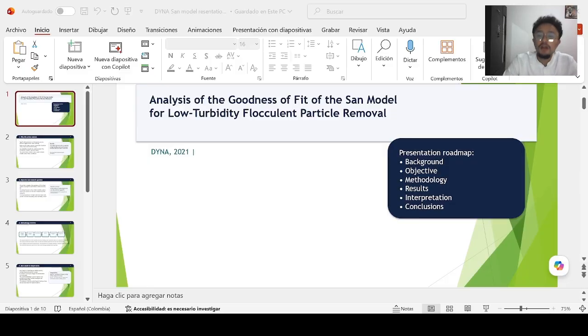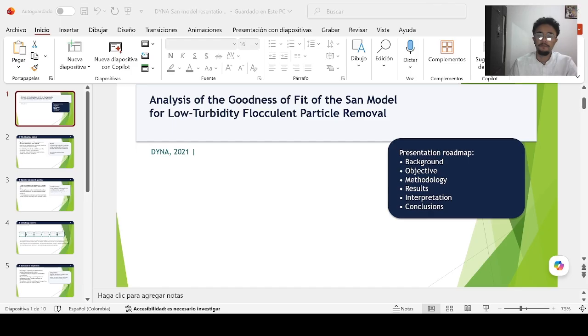The article: analysis of the goodness of fit of the SAM model for the calculation of the removal percentage of flocculent particles with low initial turbidity values in the problem water. First, I will explain the context of the study and why this topic is important. Then I will move through the objective, the methodology, the results, and the final conclusions.